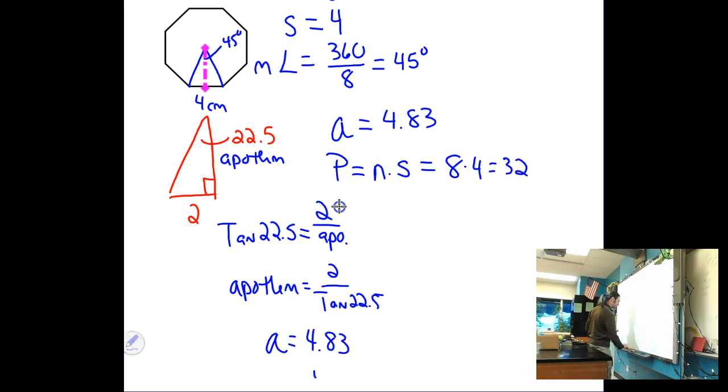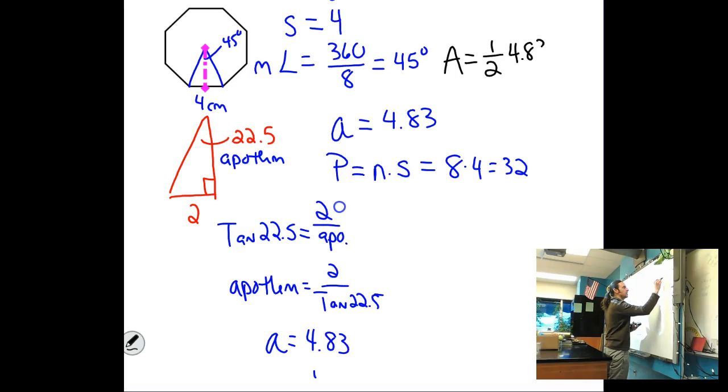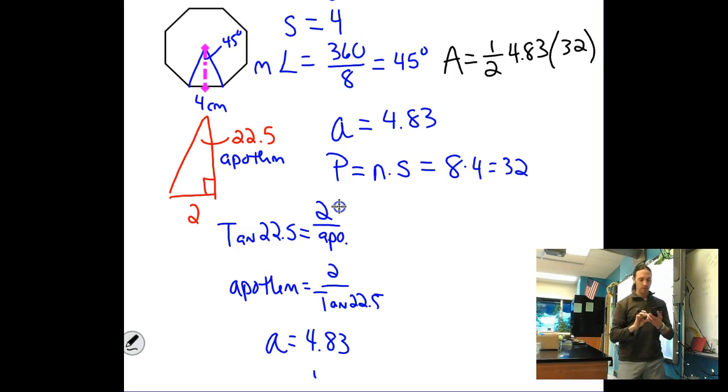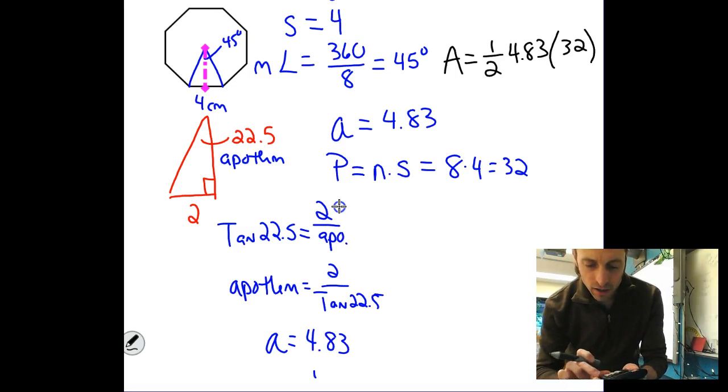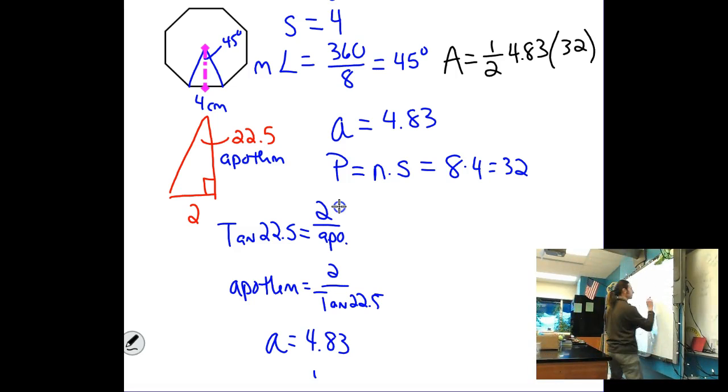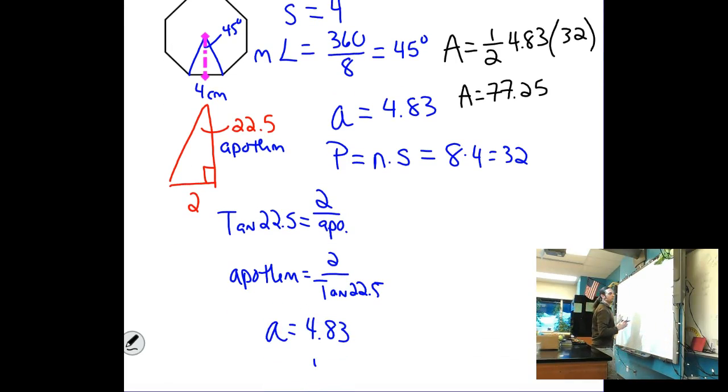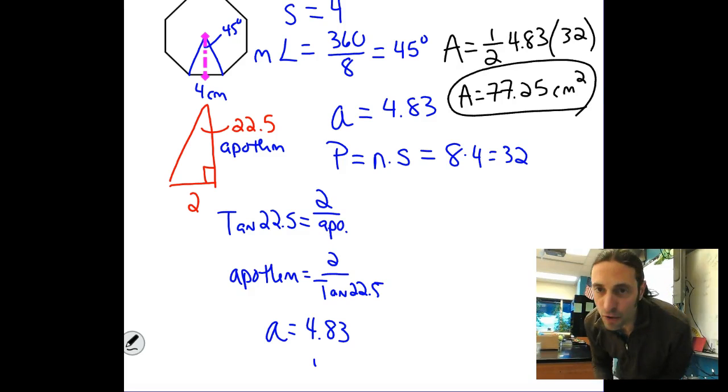And so now, final step, the area is equal to 1/2 the apothem, 4.83, times the perimeter, 32, times 32 divided by 2, and I get 77.25. Area equals 77.25. Do I have a unit here? Centimeters? Centimeters squared. If you need to, pause the video, go back and look at anything you need to do.